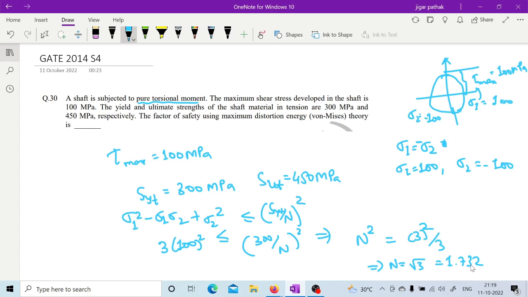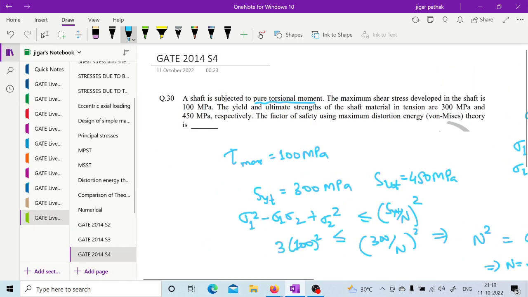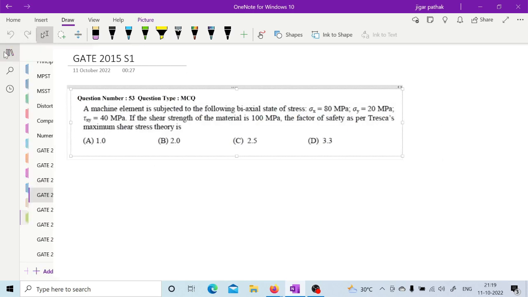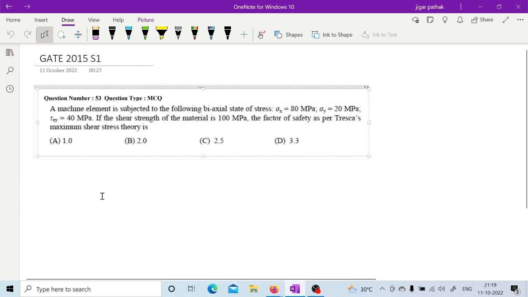Okay, is it correct? Yes, sir. Okay, so now let us go to the next one, 2015 session 1. A machine element is subjected to the following biaxial state of stress: sigma x is equal to 80, sigma y is equal to 20, tau xy is equal to 40 megapascal. If the shear strength of the material is 100 megapascal, the factor of safety as per Tresca's maximum shear stress theory is? Can you calculate this?